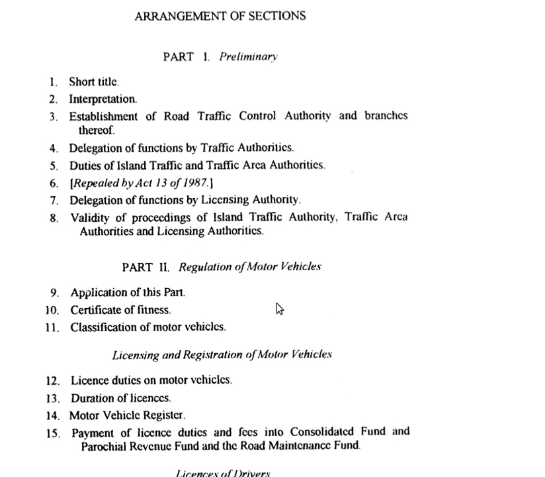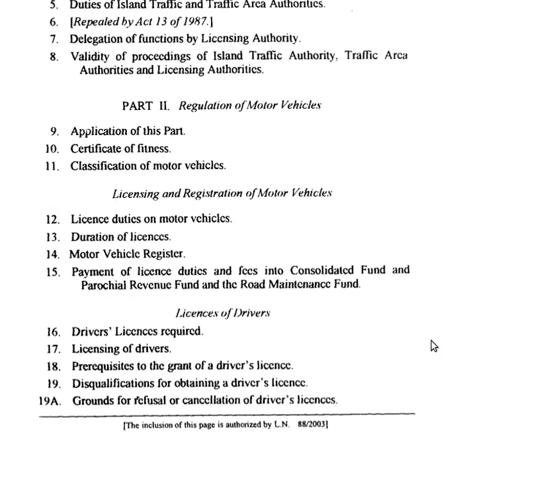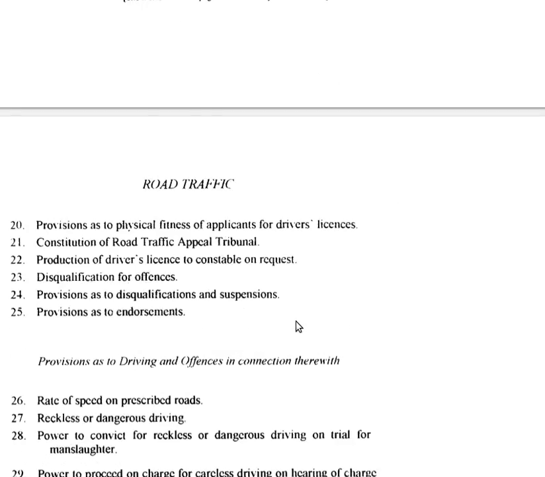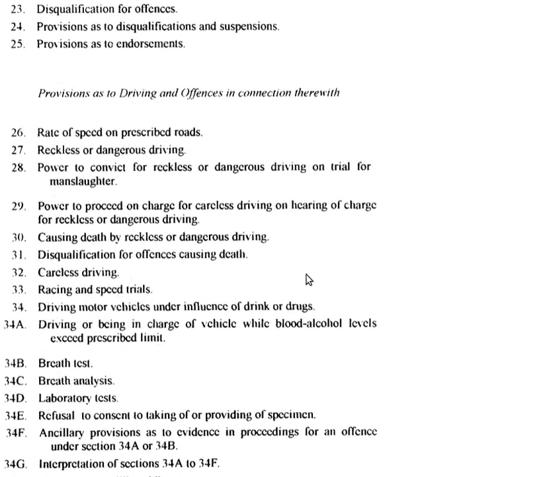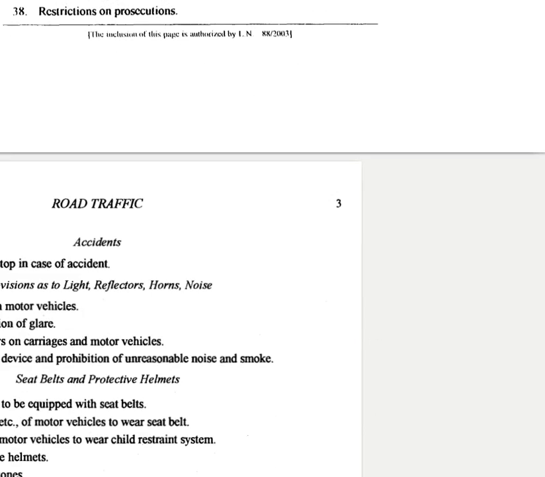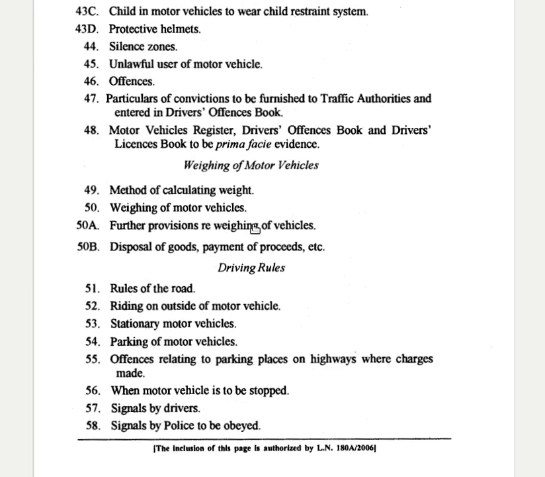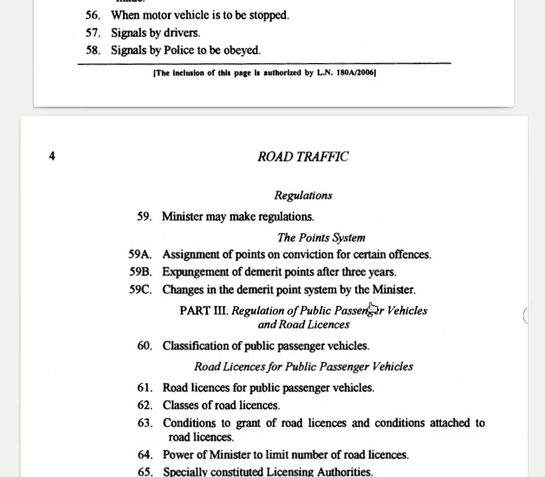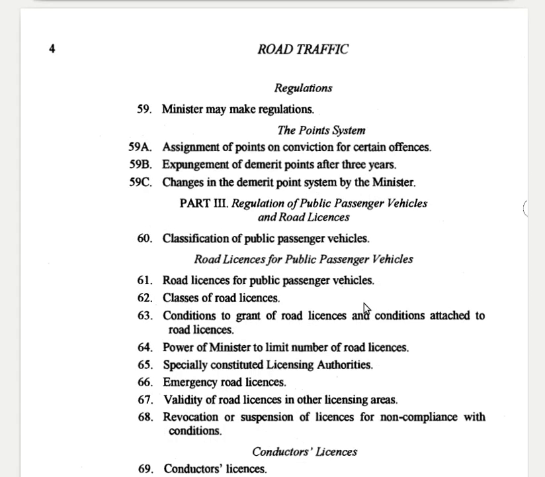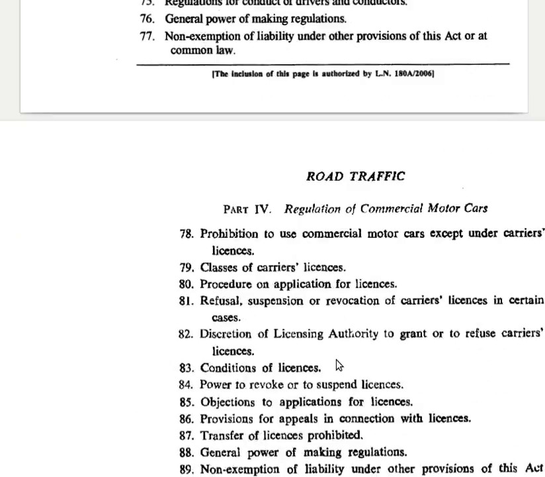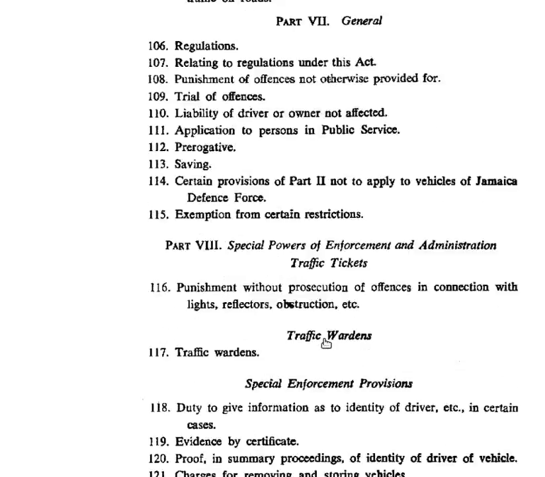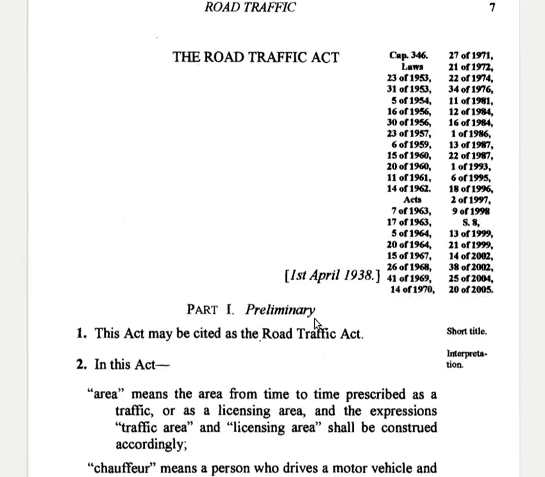part 2, registration of motor vehicles, licensing and registration of motor vehicles, licensing of drivers, provisions as to driving and offenses in connection therewith. We have accident, seatbelts and protective helmets, warning or weighing of motor vehicles, driving rules, regulations, point systems, and so on and so forth. So we have all of these that we'll go through. Quite a bit of things.